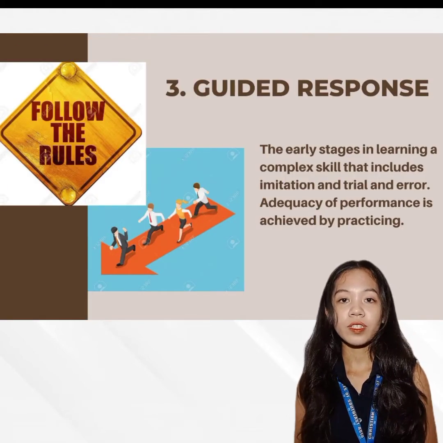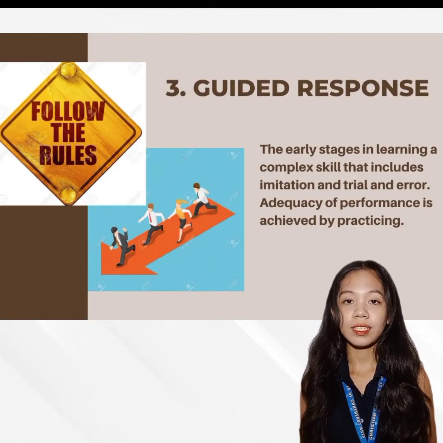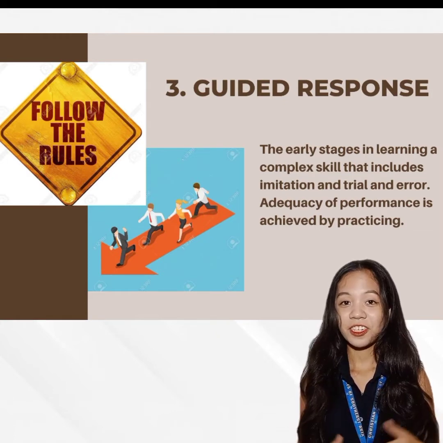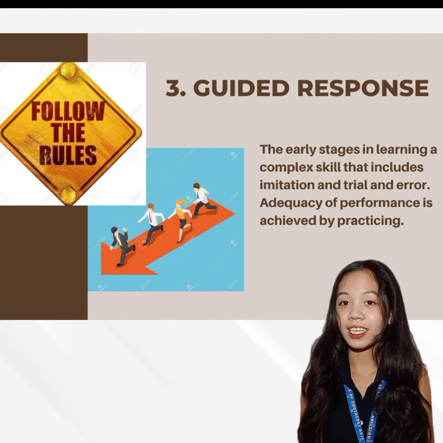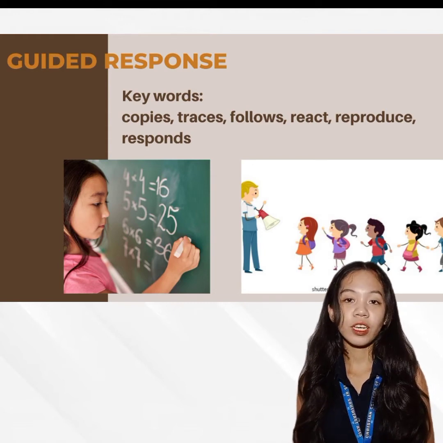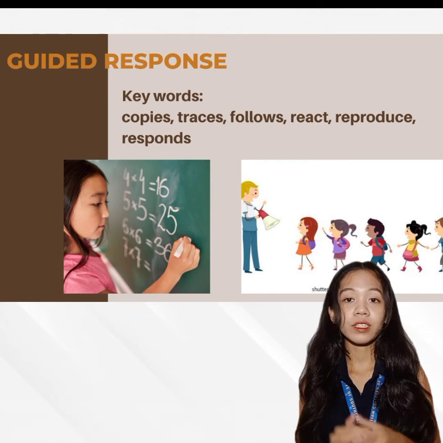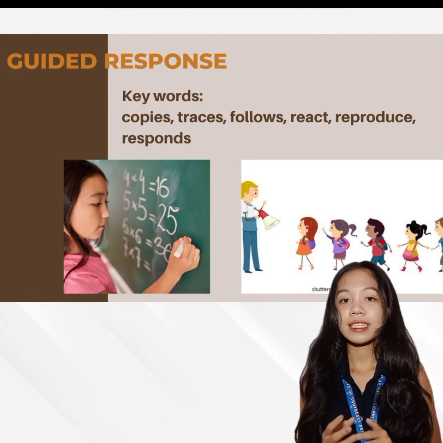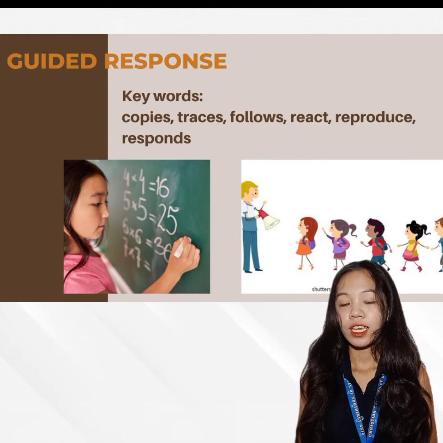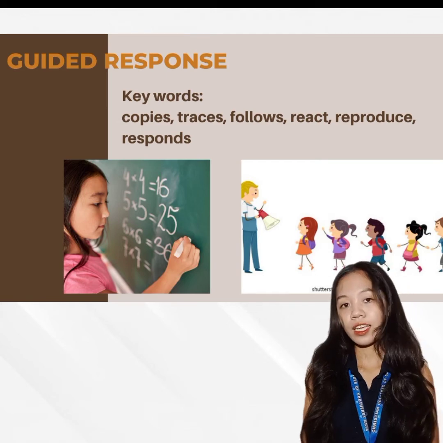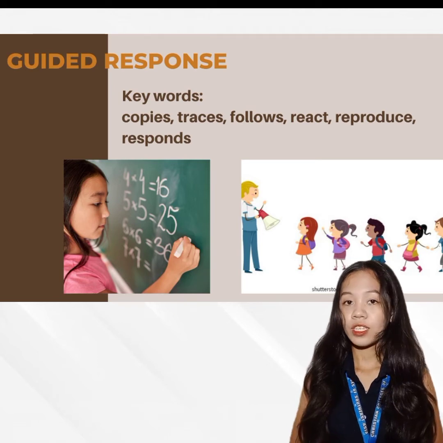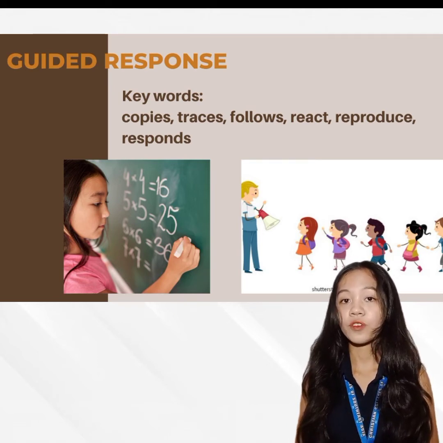Next one is the guided response, the early stages in learning a complex skill that includes imitation and trial and error. Adequacy of performance is achieved by practicing. For examples, performs a mathematical equation as demonstrated, follows instructions to build a model, and responds to hand signals of the instructor while learning to operate a forklift. And these are the keywords that indicate that this is part of guided response: copies, traces, follows, reacts, reproduces, and responds.